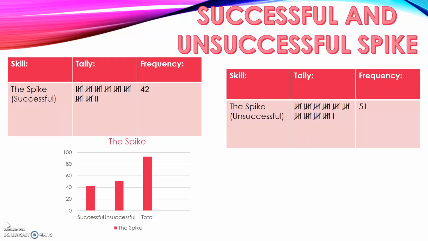So, the successful and unsuccessfulness of the spike. The spike was one of their weaknesses, as they had 42 successful and 51 unsuccessful. I was actually surprised that the Serbians managed to win with having more unsuccessful than successful, due to spike being the main way to score a point. I did a bar chart to show this more clearly, and as you can see, more unsuccessful.